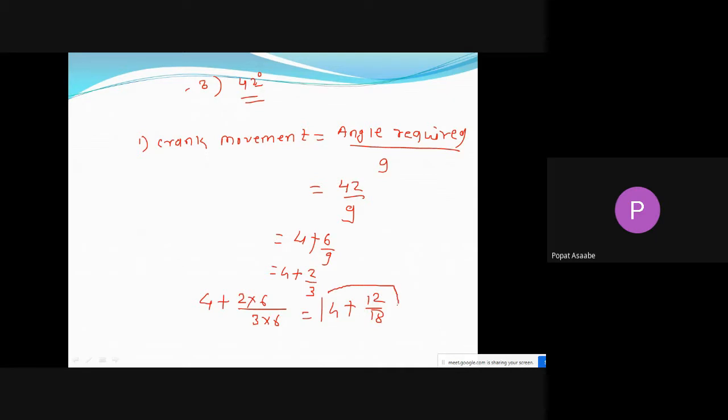It means first we have to take 4 rotations of the crank. Then we have to select the 18 number circle, and in that 18 number circle, we have to select the 12 number hole. In that hole, we have to insert the crank pin. Then we will get that 42 degree rotation of the workpiece. May I write? Is it correct? Yes, sir.